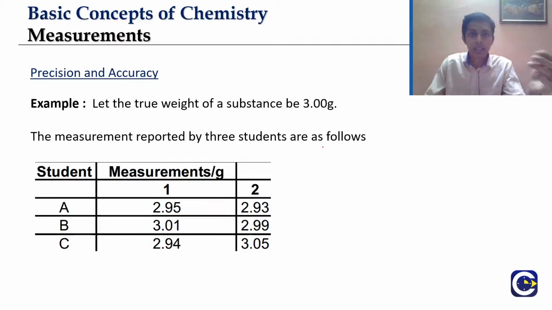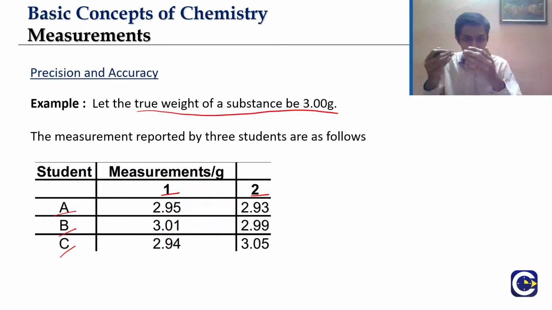Next, let us take another example. Let's say the true weight of a substance is 3 grams and I am conducting 2 trials with each student. Can Ridhishri just think over this and comment what is the result of student A, what is the result of student B, and what is the result of student C in terms of accuracy and precision? Is student A accurate and precise? Is student B accurate or precise? Is student C accurate or precise?